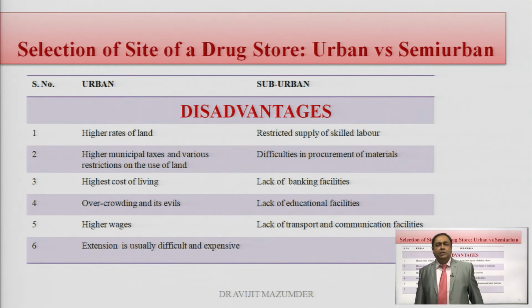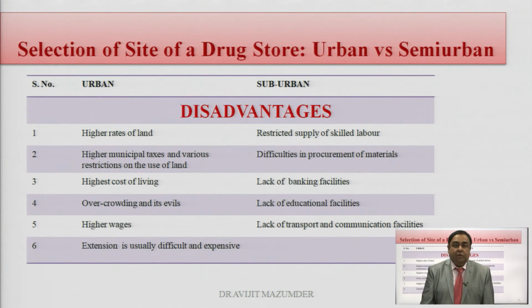Now, let us see what are the disadvantages. Disadvantages are, in the urban area, there is a higher rate of land. The land becomes very costly. So, automatically the rent is higher. Higher municipal tax and various restrictions on the use of land. You are not in a position to expand freely. Higher cost of living, overcrowding, higher wages, and extension is really difficult and expensive, particularly if the area where you have set up is in the urban domain. Now, let us see what are the disadvantages as far as semi-urban areas are concerned.